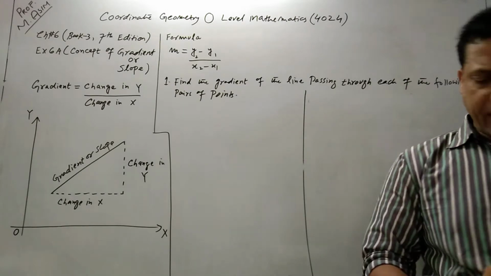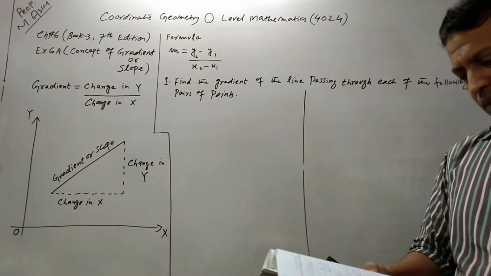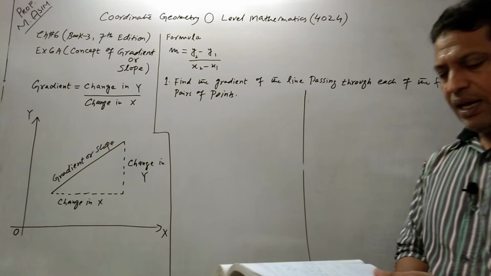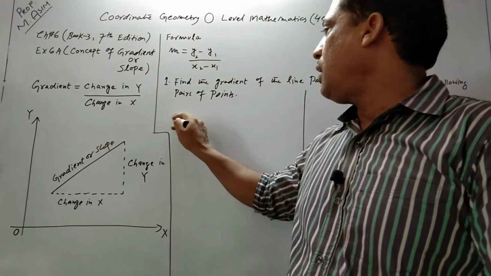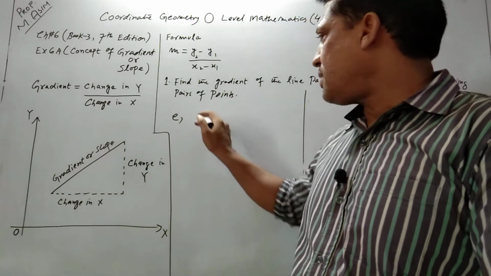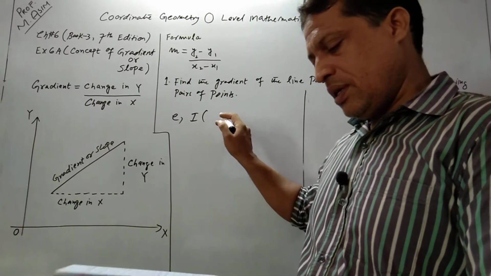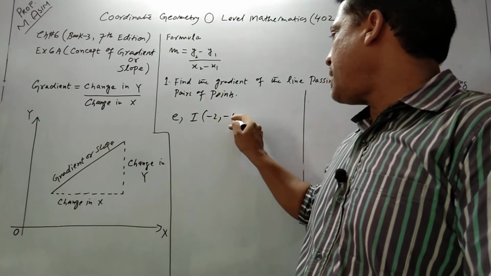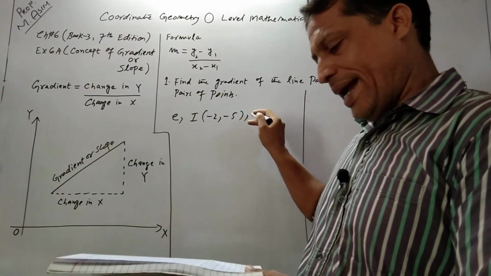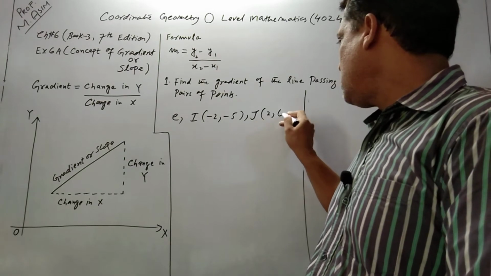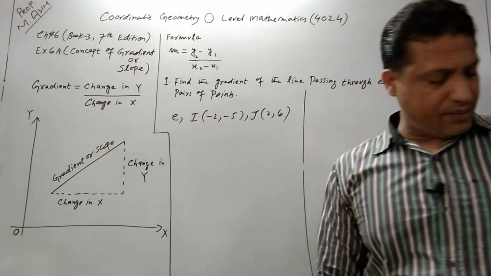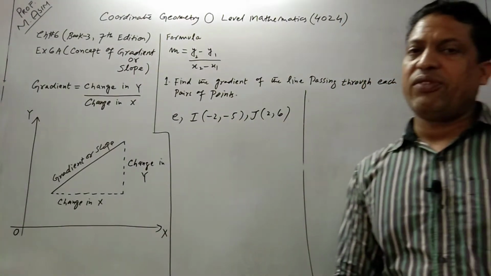See another part. For example, part number E. Part number E is I (minus 2, minus 5) and J coordinate is (2, 6). And the question is the same, we have to find the gradient.